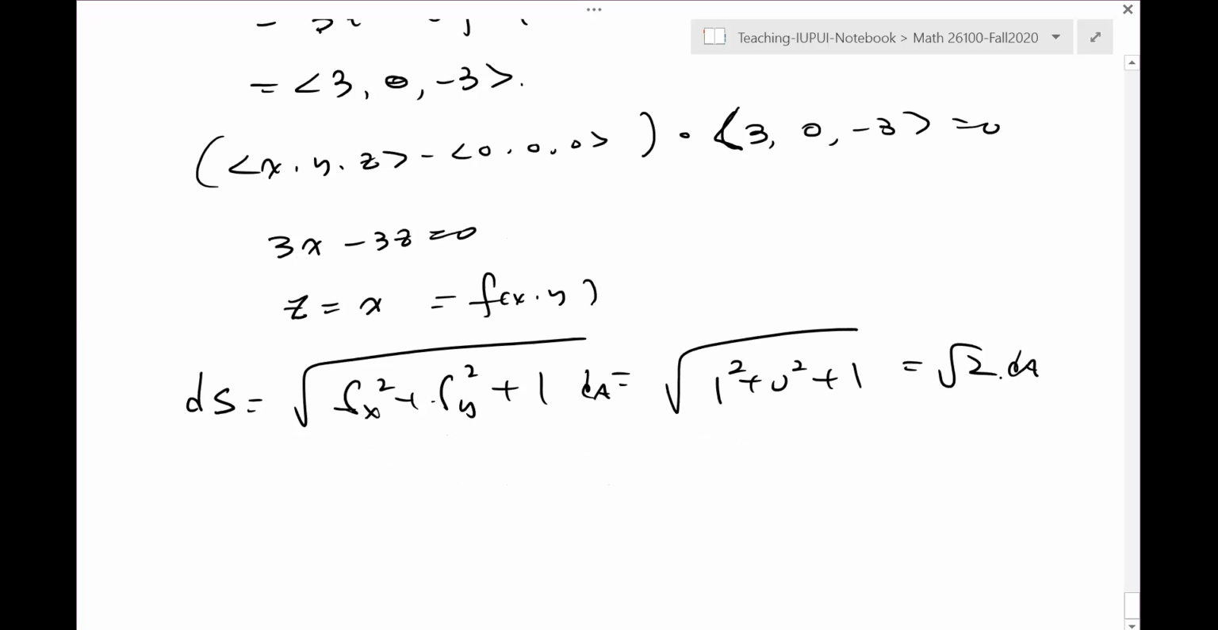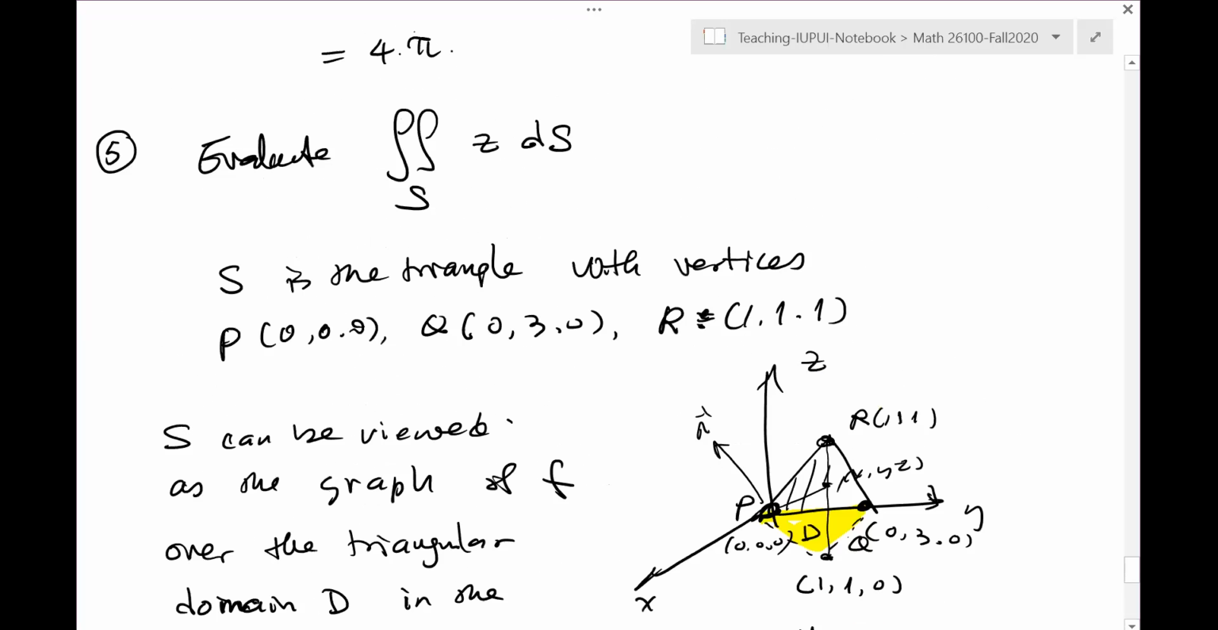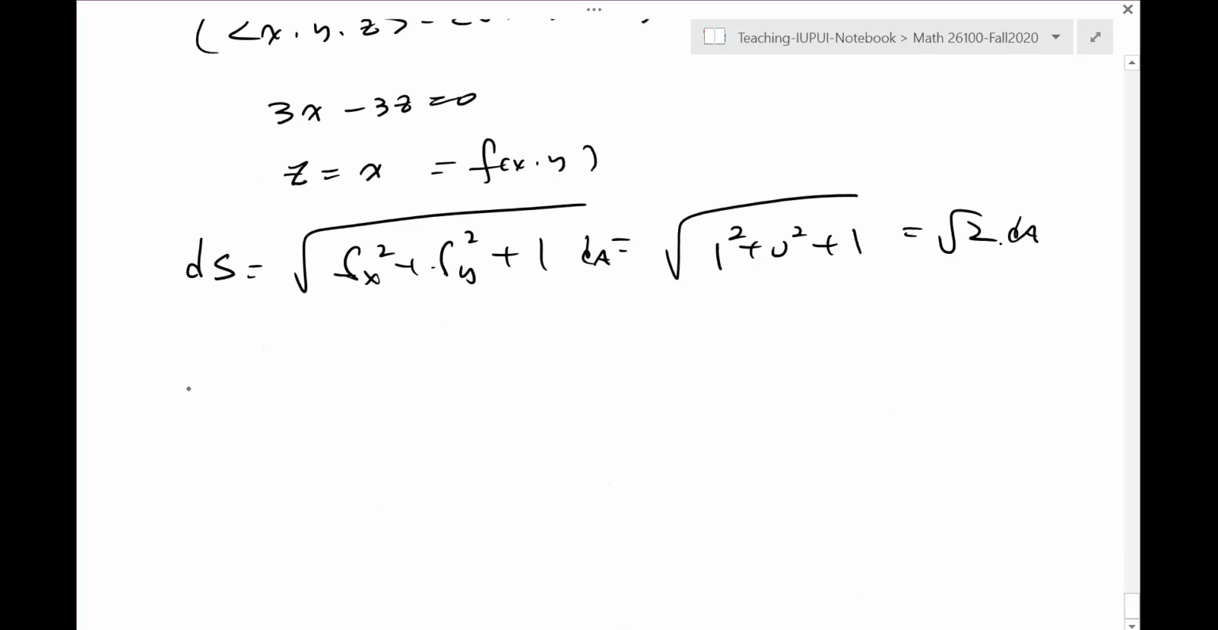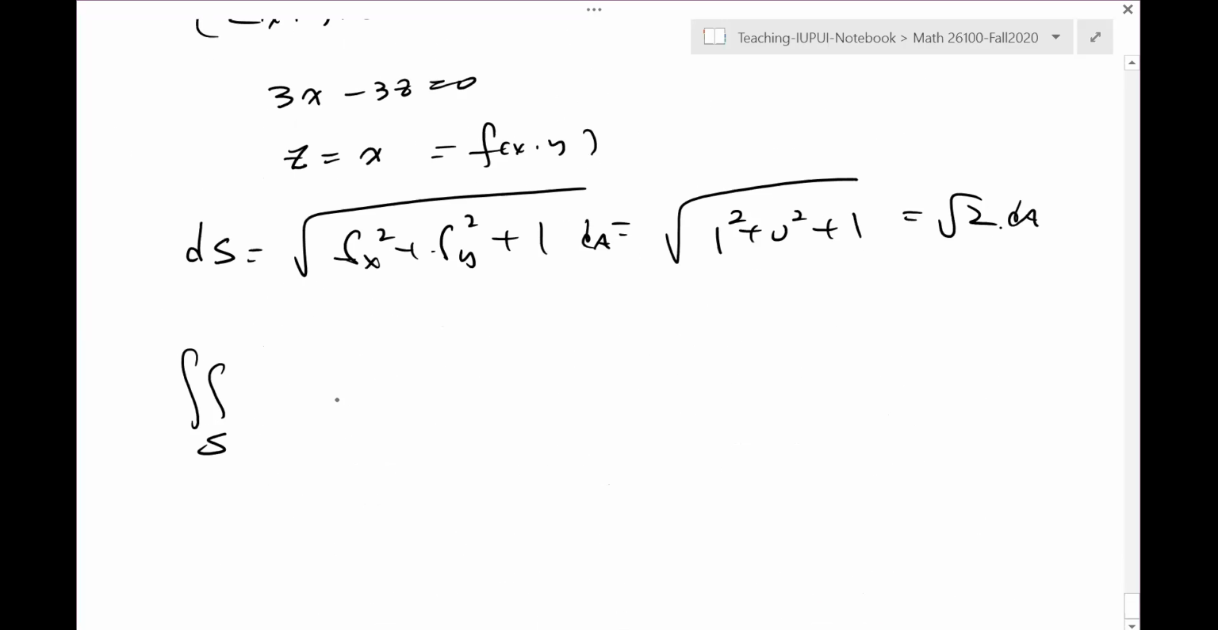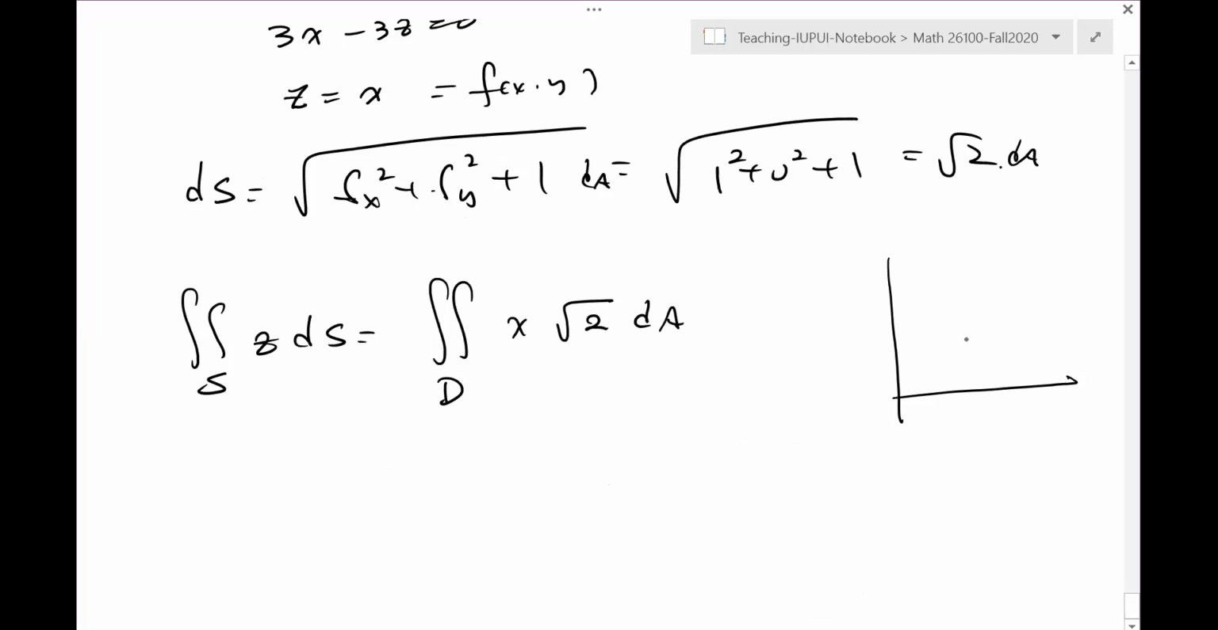Finally, we get the surface integral. It's the integral of z. So the integral over S of z dS is going to be the double integral over D, where z becomes x, times square root 2 dA. Now you have to work on this triangle, with 3 and here's 1, 1.